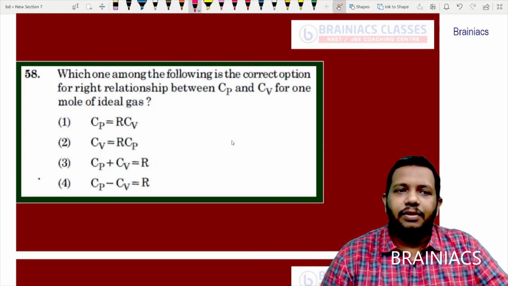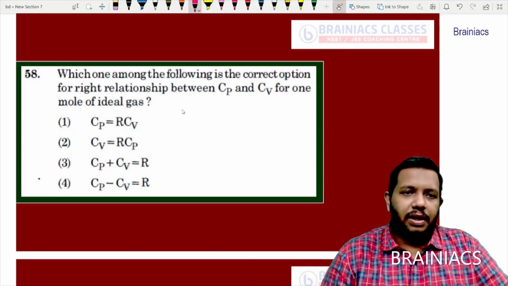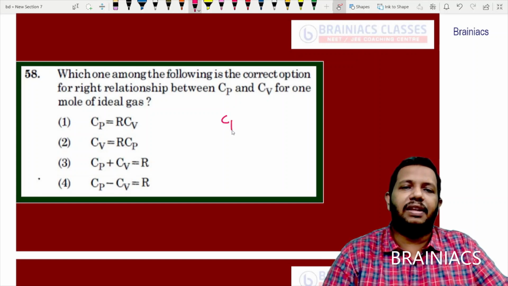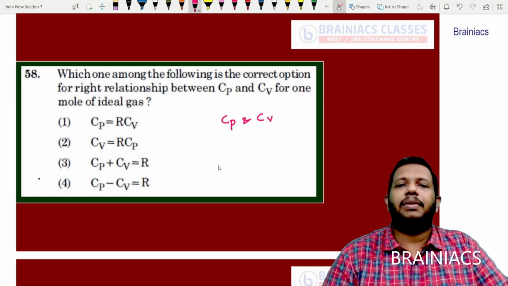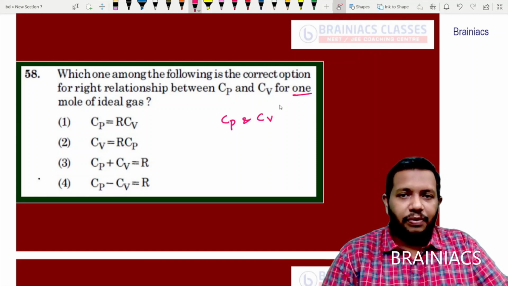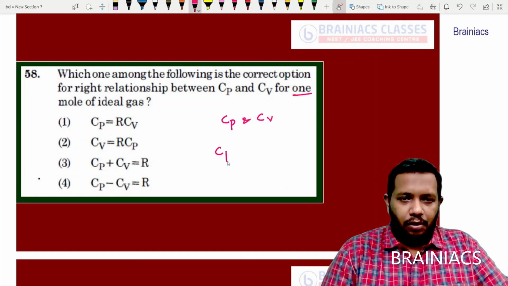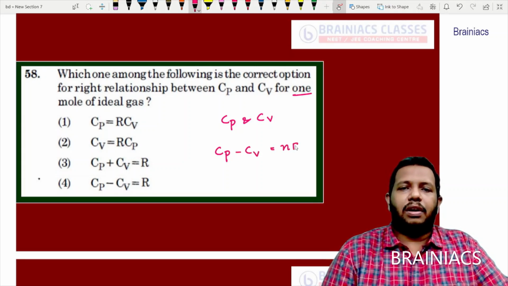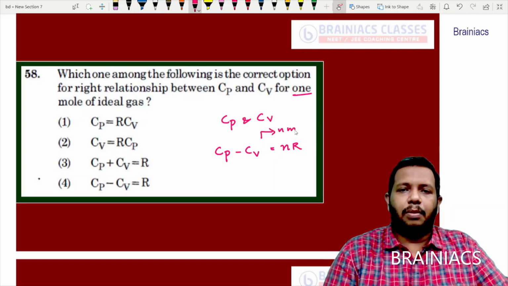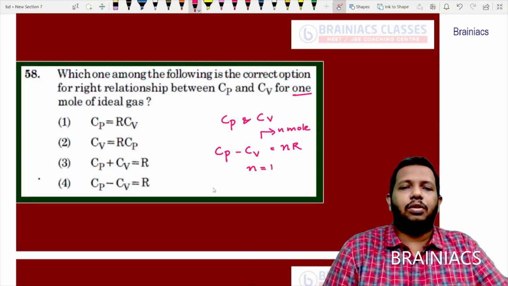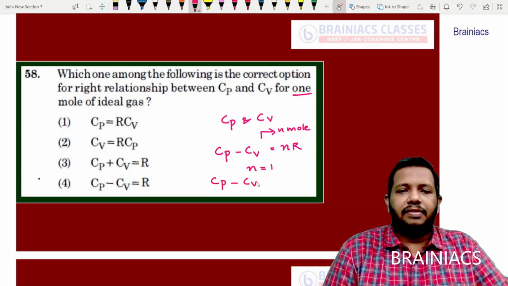Okay, so let's go to the question. Which one among the following is the correct option for the right relationship between Cp and Cv? We know that this is a question from thermodynamics. They are asking for 1 mole of an ideal gas. For n moles of an ideal gas, Cp minus Cv is equal to nR. Correct? This is for n moles. Now for 1 mole, what do we need to do? Put n equal to 1. If we put n equal to 1, this becomes Cp minus Cv is equal to R. So this will be the correct answer.